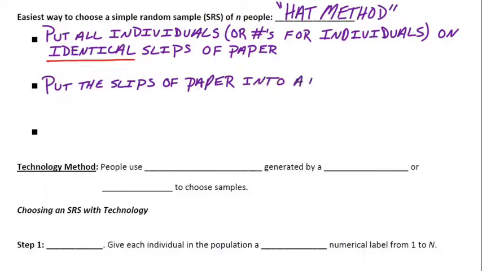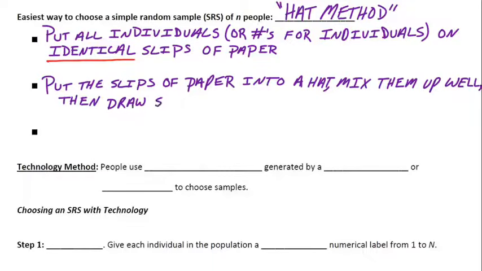Place the slips of paper into a hat, your favorite Yankees hat, I'm sure, or Cubs or Sox hat. I didn't write that in directions, but you can add that. Mix them up well. I feel like I got a recipe going right here. Place it into the hat, mix well, then draw the slips of paper, as you might expect with the hat method.